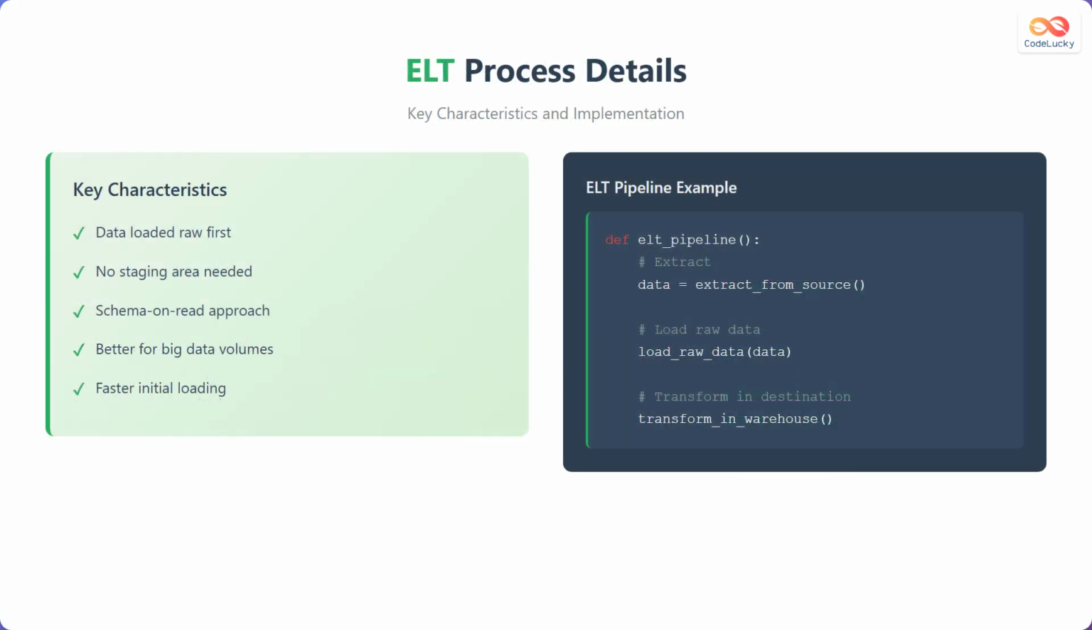Let's examine the details of the ELT process. Key characteristics of ELT include data being loaded raw first, no requirement for a staging area, and following a schema-on-read approach. ELT is better suited for handling large volumes of big data and enables faster initial loading. The code example shows a simple ELT pipeline function with extract, load raw data, and transform in warehouse steps.